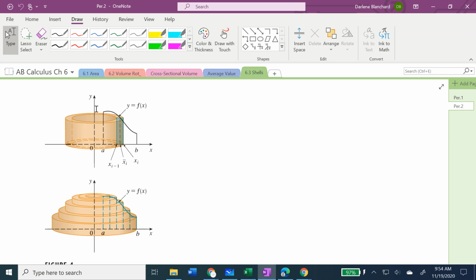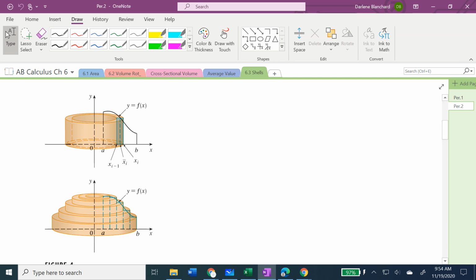And when you're using the shell method, it's called the shell method, but it's cylindrical shells. You always draw your rectangle parallel to the axis of rotation. So when you're using the disc method, the rectangles are perpendicular to the axis of rotation. When you're using the shell method, the rectangles are parallel to the axis of rotation.